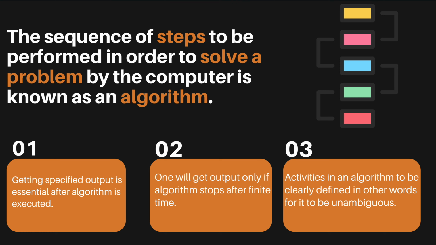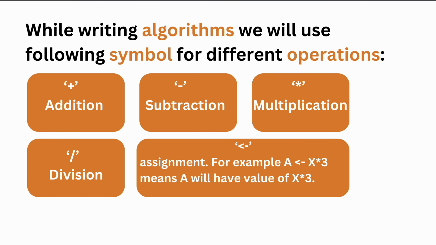Once we get output, make sure the algorithm stops after a certain or finite time. It should not be infinite. And third and most important, you should not write or define ambiguous steps. Ambiguous means repeated, not required steps: doing the same thing multiple times, with multiple lines of code for the same task. So there should be no ambiguity, right?